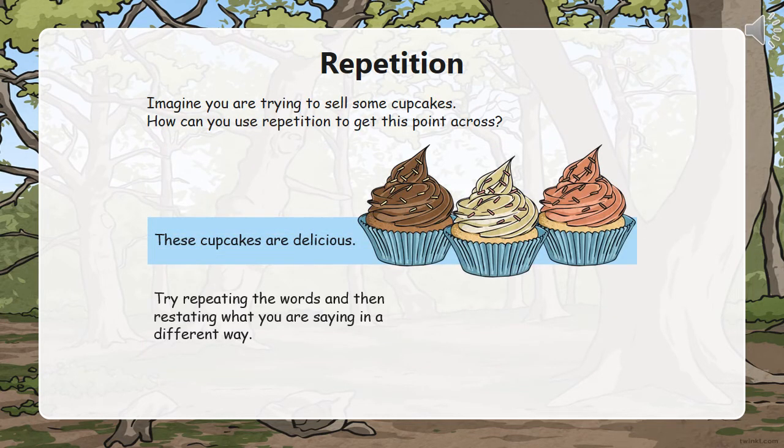Imagine you are trying to sell some cupcakes. How can you use repetition to get your point across? Let's look at these cakes. We could say, these cupcakes are delicious. Try repeating the words and then restating what you are saying in a different way.